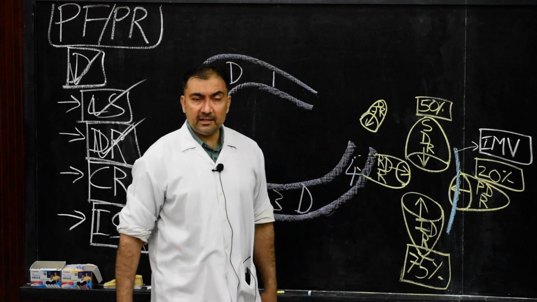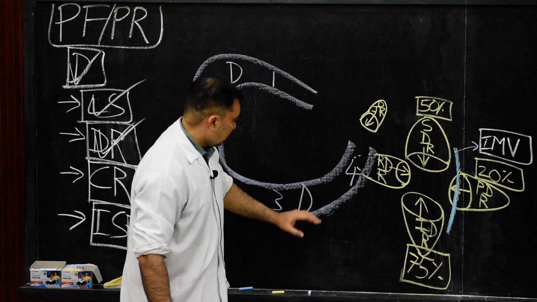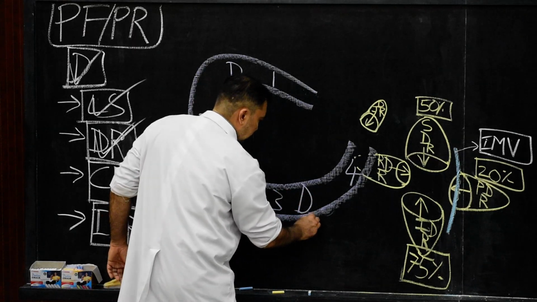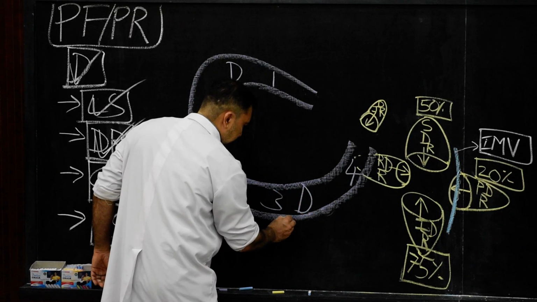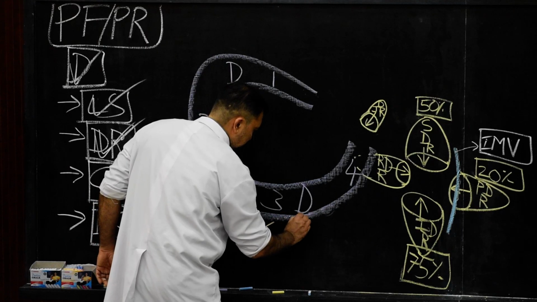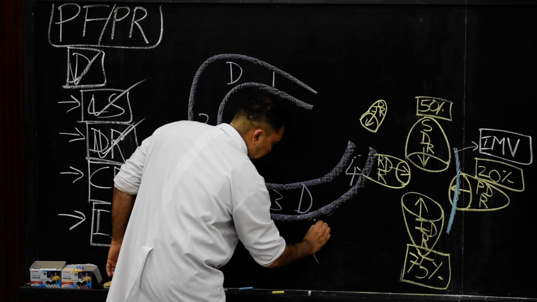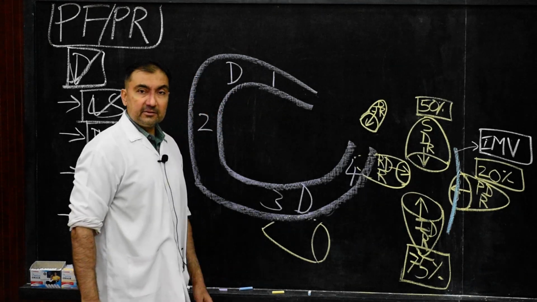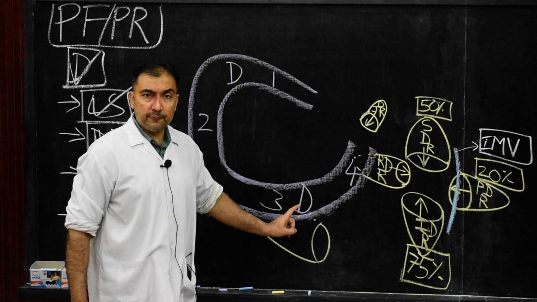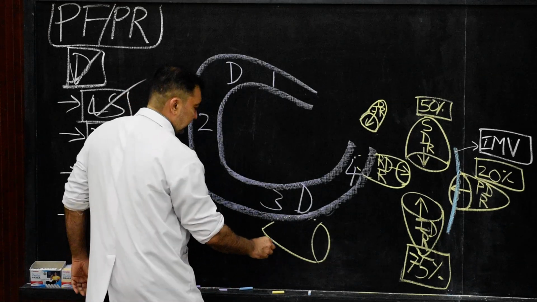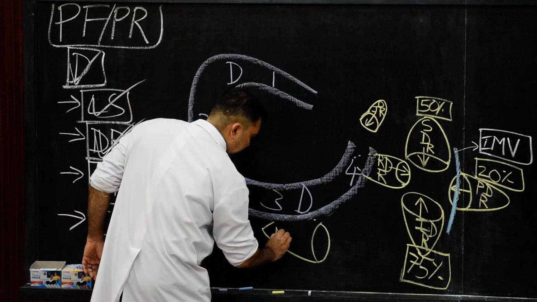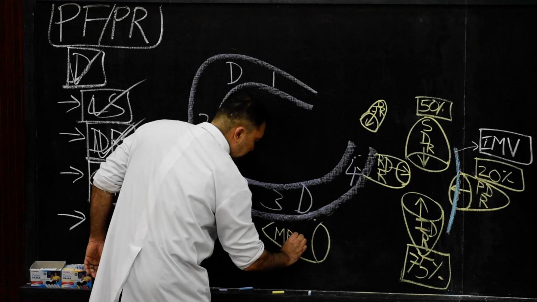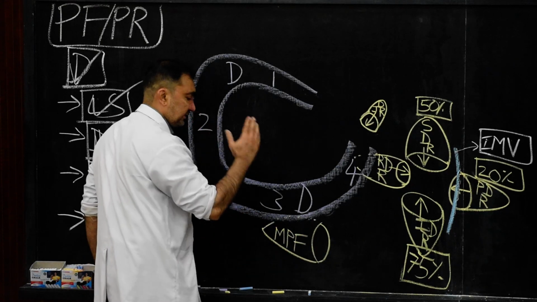Recess number 6, the last one, which is present here, at this level I will draw, and this recess is known as the mesenterico-parietal fossa. So it is known as the mesenterico-parietal fossa, the name of this recess.